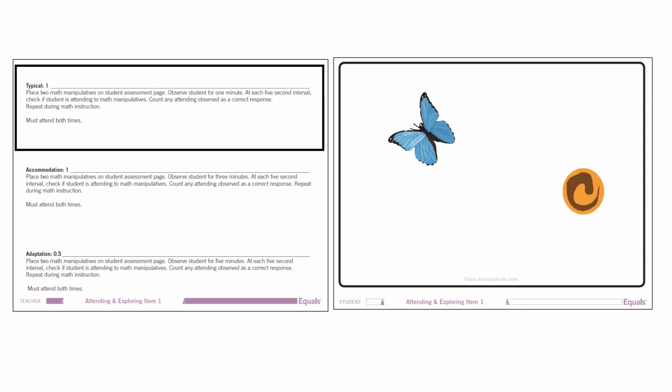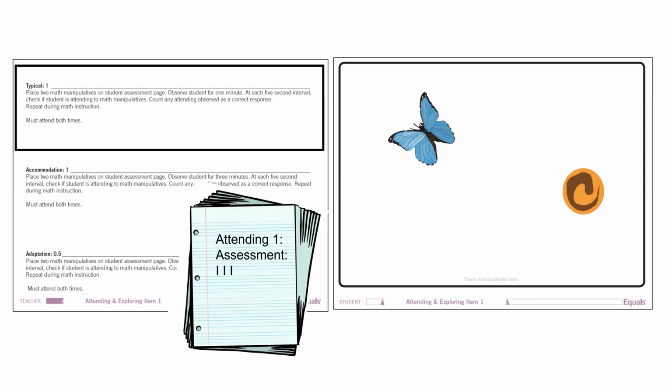And every 5 seconds, I'm going to look at my student and see if my student is attending. Every time my student is attending, I'm going to make a tally mark. Then I'm going to repeat that process during a math lesson. It could be an exploration math lesson, or it could be another class, maybe science, right? Just to see if the student has the ability to attend and is interested in what happens at school. So that's the typical version.